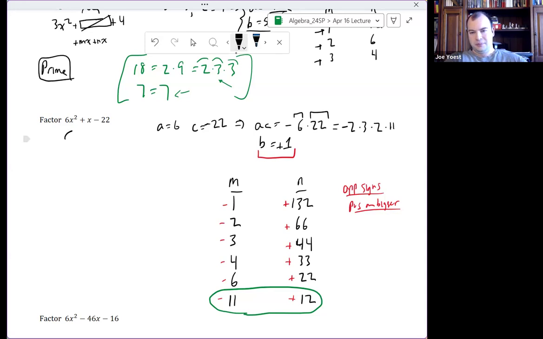And again, what's the purpose of doing all of this? It's to say, how do I break up my middle term here? So I have 6x squared, maybe I'll do plus 12x minus 11x minus 22. So all I did is rewrite plus 1x as plus 12x minus 11x.